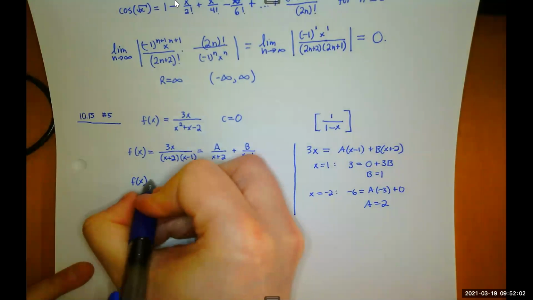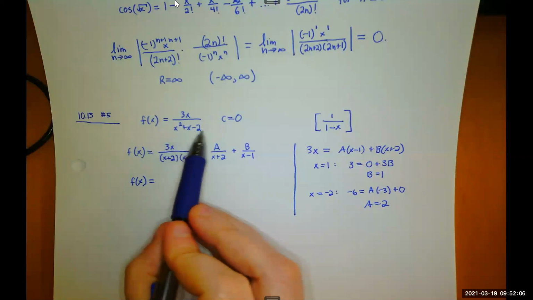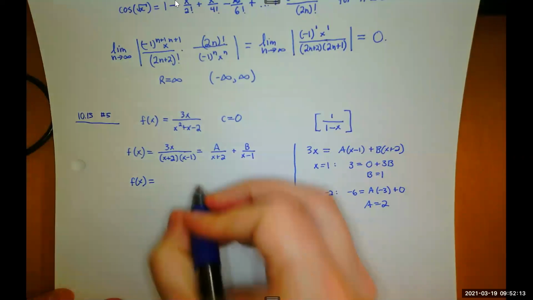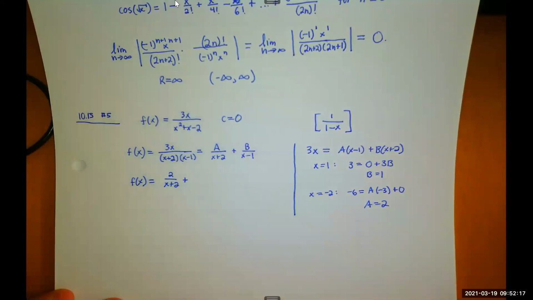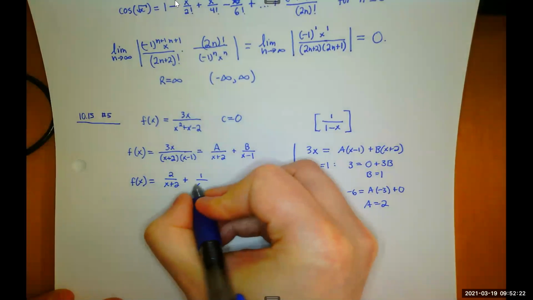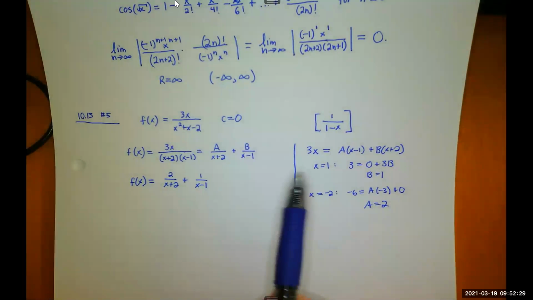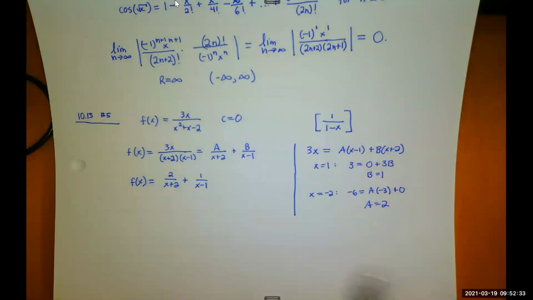So we can express f of x not just as 3x divided by x squared plus x minus 2, or as 3x divided by x plus 2 times quantity of x minus 1, but also 2 over x plus 2 plus 1 divided by x minus 1. Okay. Now, these are awfully close to what we want.